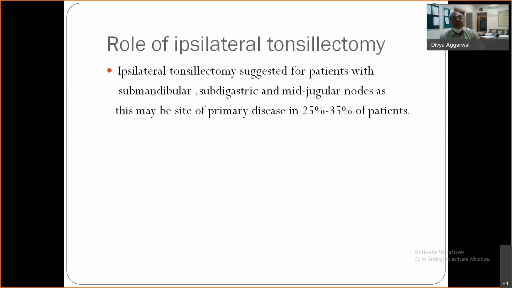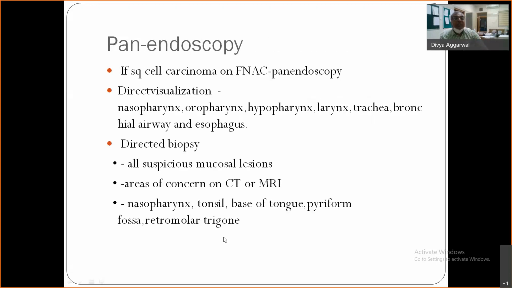Now, the role of ipsilateral tonsillectomy in an occult metastasis. Ipsilateral tonsillectomy is suggested for patients with submandibular, subdigastric, and midjugular nodes, as the tonsil may be the site of primary disease in 25% of patients. And the role of pan endoscopy: if there is squamous cell carcinoma on FNAC of the neck node, then we go in for a pan endoscopy and direct visualization of the nasopharynx, oropharynx, hypopharynx, larynx, trachea, and bronchial airway. So it should be a thorough examination.